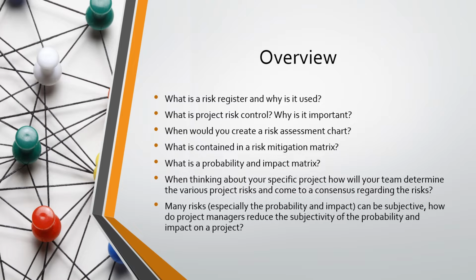When thinking about your specific project, how will your team determine the various project risks and come to a consensus regarding the risks? And many risks, especially the probability and impact, can be subjective. How do project managers reduce the subjectivity of the probability and impact on the project?